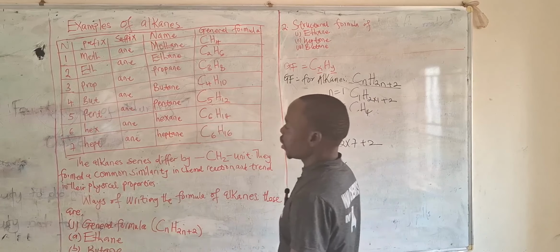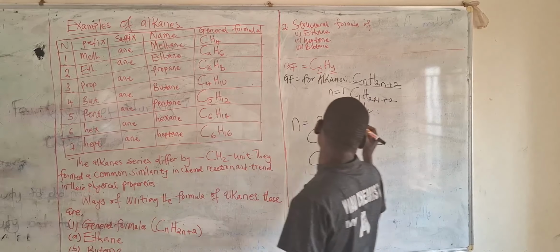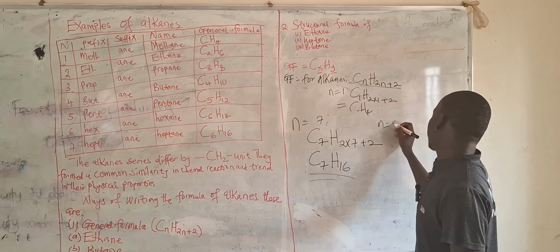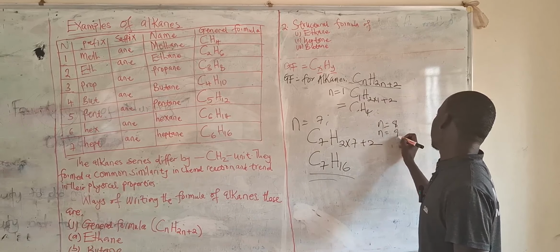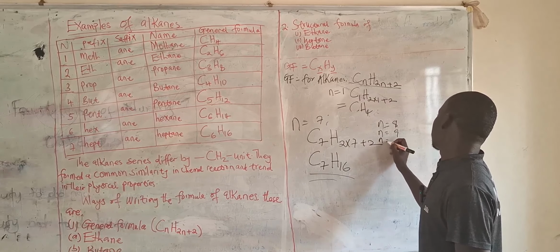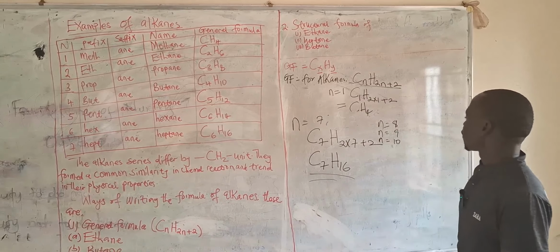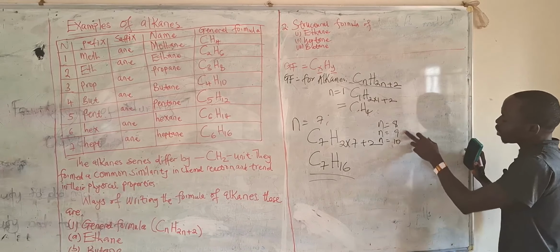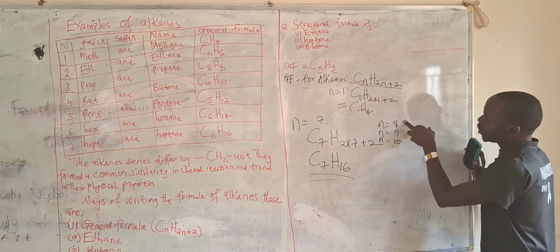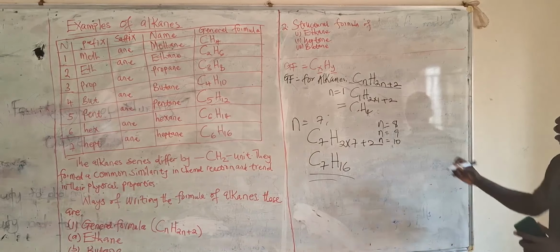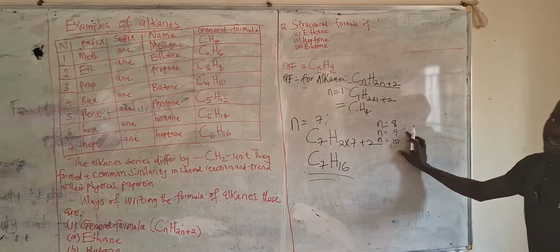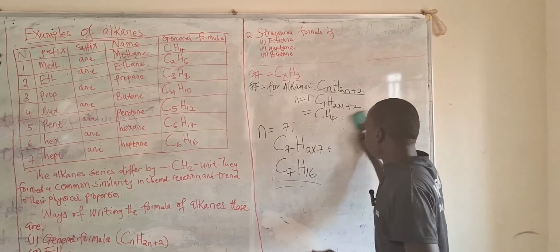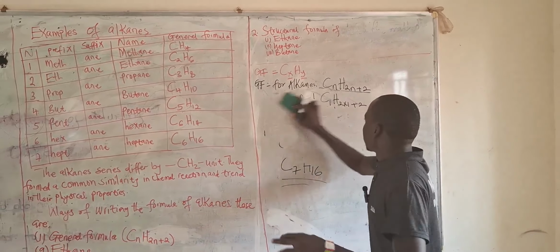We continue even if n is given to be 8. n can sometimes be 8, 9, or 10. So 8 we call octane, 9 is nonane, and then 10 becomes decane. So therefore we shall be in a position to name these compounds.